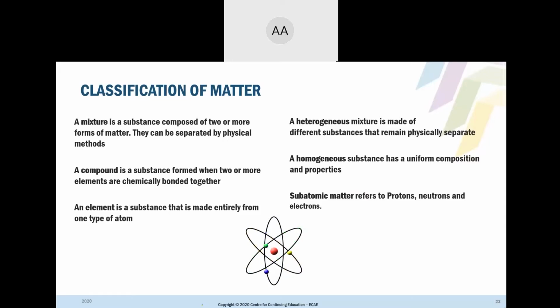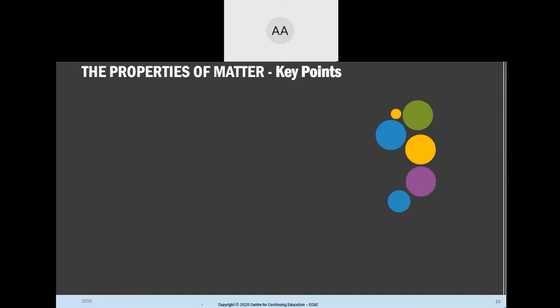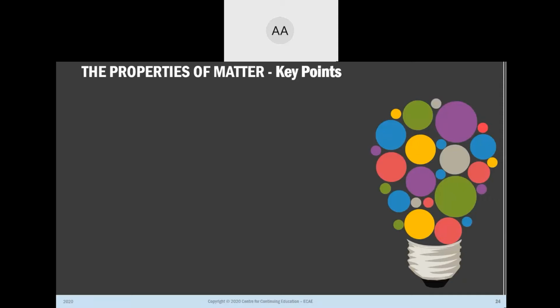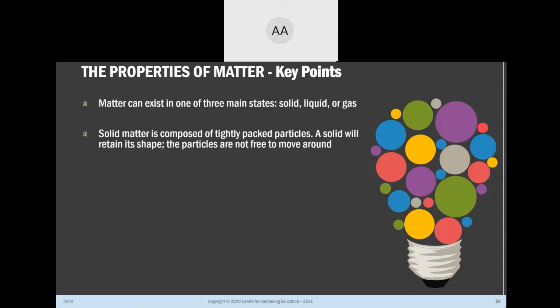And if we then go through to the key points that we need to know at Cycle 3, we're now looking at the fact that we know matter exists as solid, liquid, or gas. Of course, there are other possible states, which we'll discuss later. We know that solid particles are tightly packed. They retain their shape and they're not free to move around.